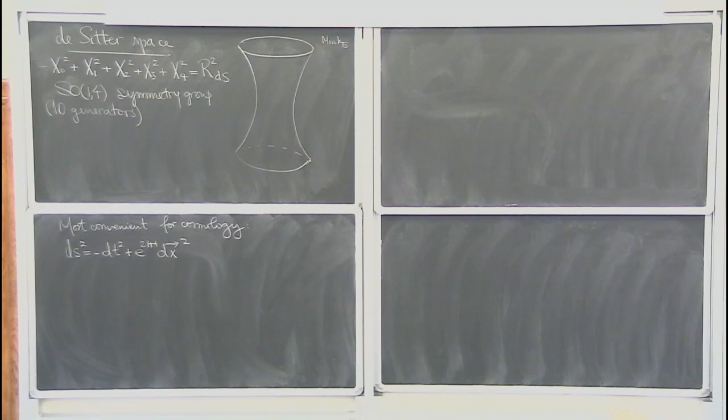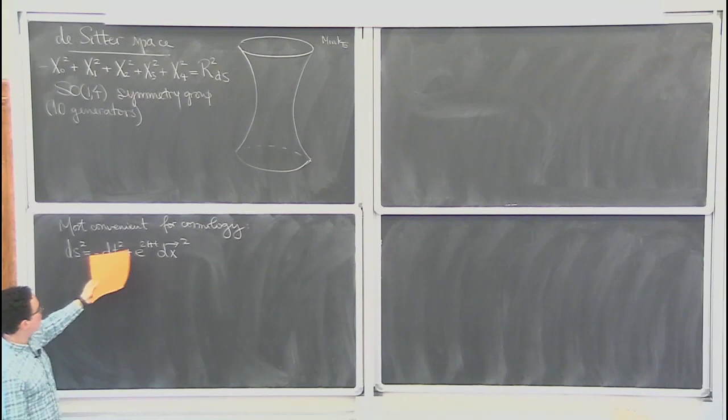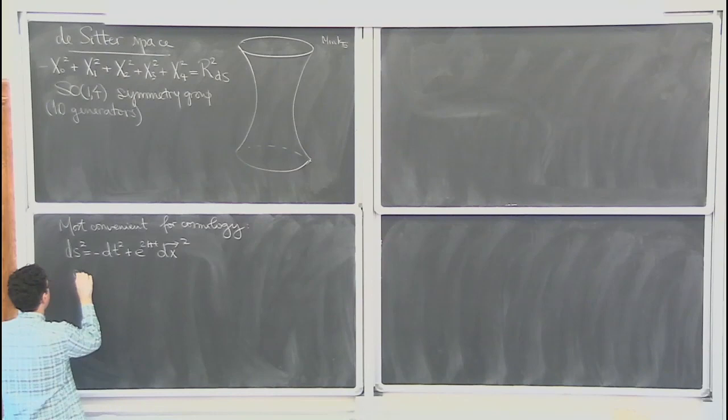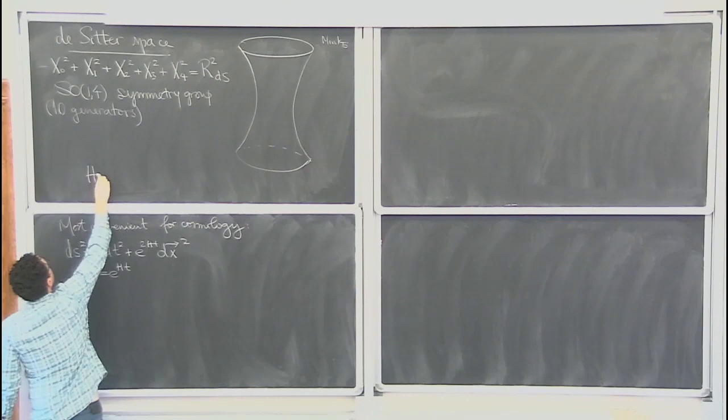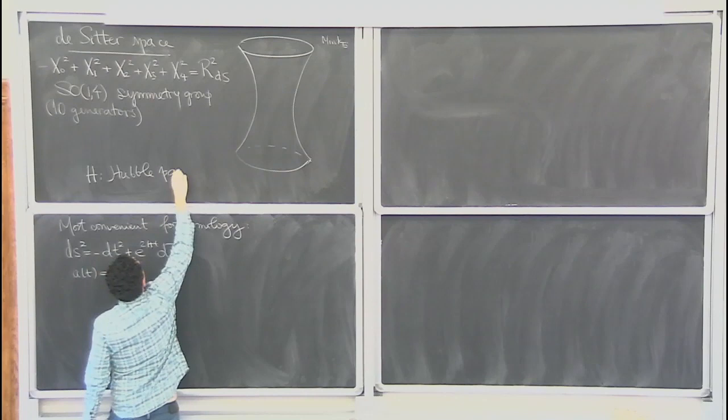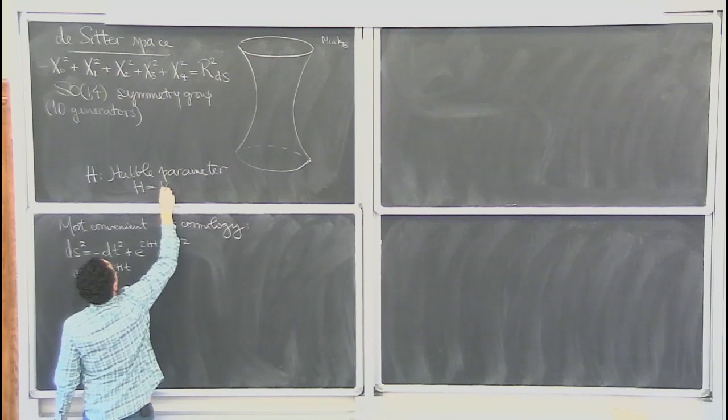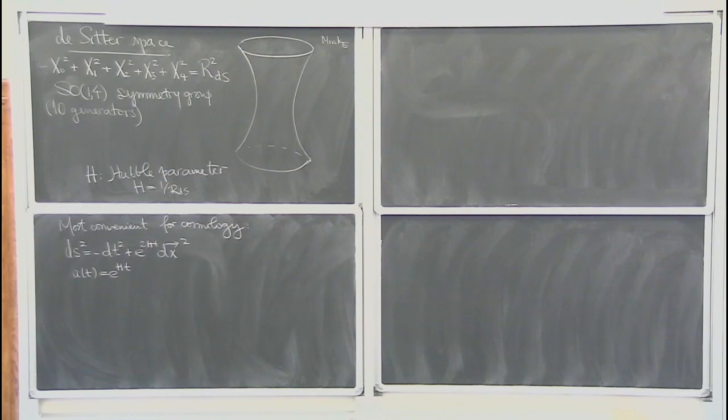And you've probably seen this line element before. This is the Friedmann-Lemaitre-Robertson-Walker line element with a particular scale factor. So the scale factor a(t) is e^(Ht). So it's really exponential expansion of space-time, where H, the Hubble parameter, is 1 over R. Yes. Okay. And another way that's very useful, if you just go to conformal time, so this is a conformally flat manifold.